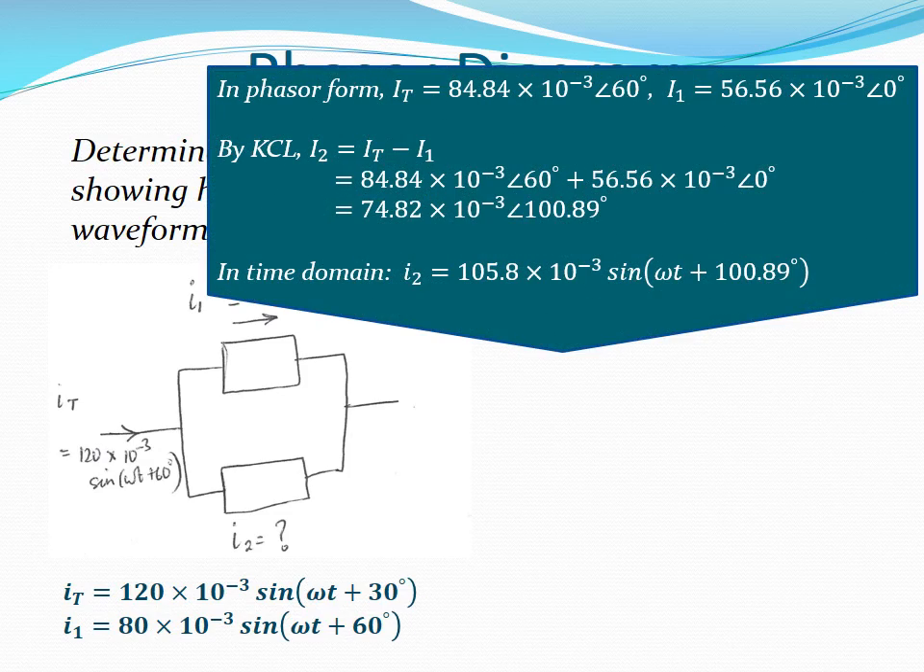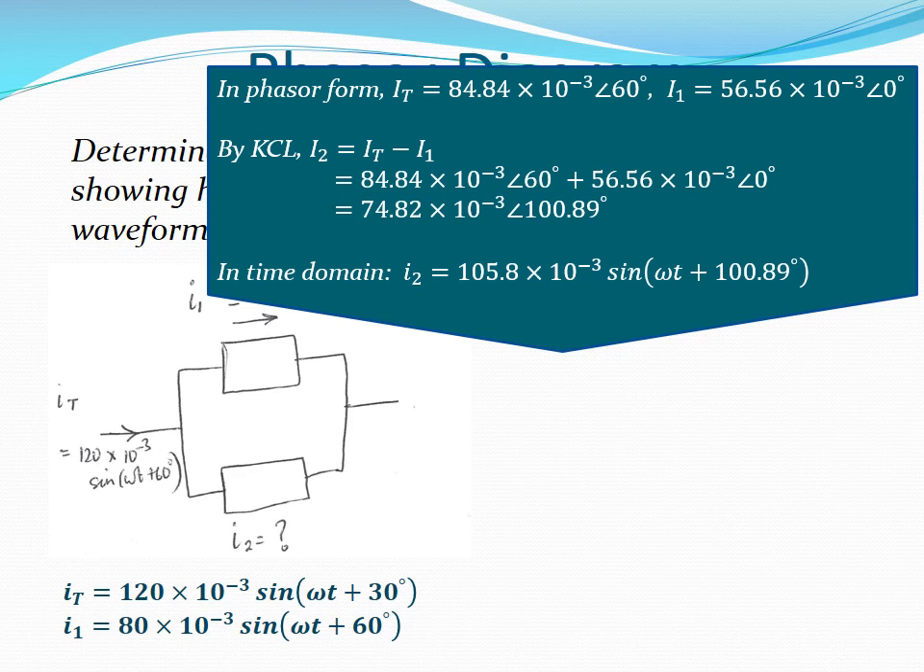In phasor form, IT equals 84.84 times 10 to the power minus 3 at 60 degrees. I1 is 56.56 times 10 to the power minus 3 at 0 degrees. By Kirchhoff's current law, I2 equals IT minus I1, and we get a value of 74.82 times 10 to the power minus 3 at 100.89 degrees.